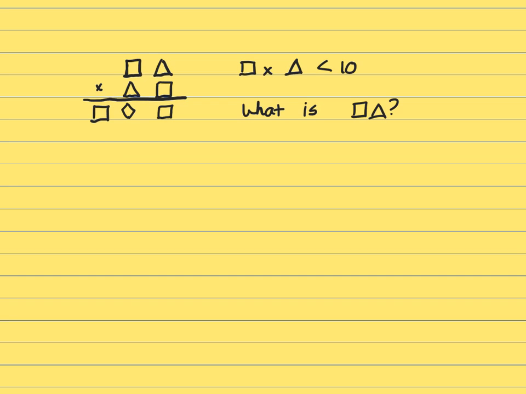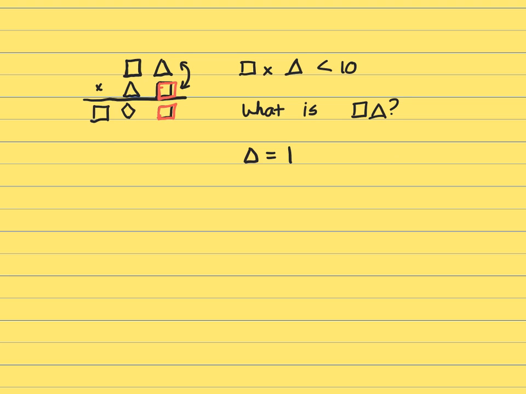The first thing we should note is that triangle has to equal 1. Look at this multiplication here. If the square was 1, then you would see a triangle down here. So we know that triangle equals 1.